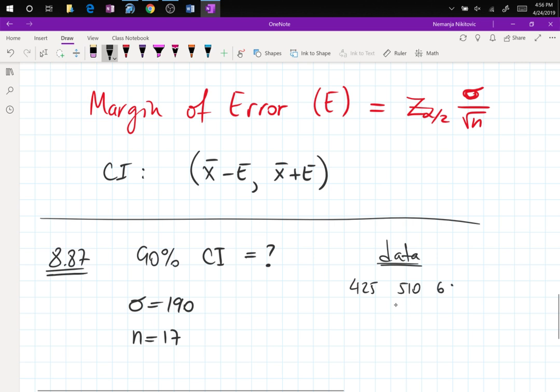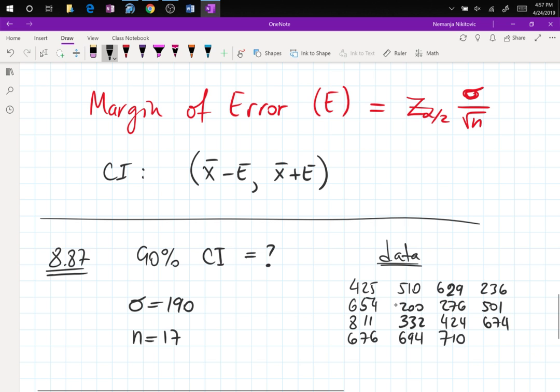425, 510, 629, 236, 654, 200, 276, 501, 811, 332, 424, 674, 676, 694, 710, 662, and since it had to be 17 values, we have 633.